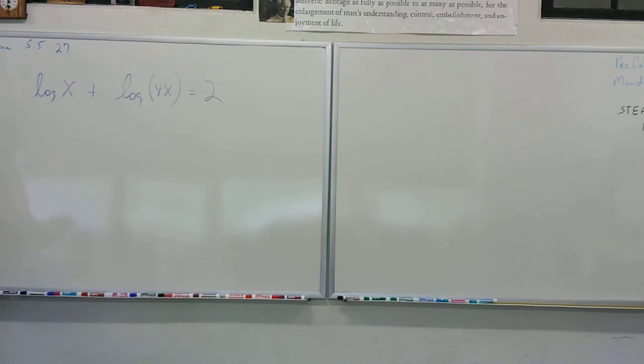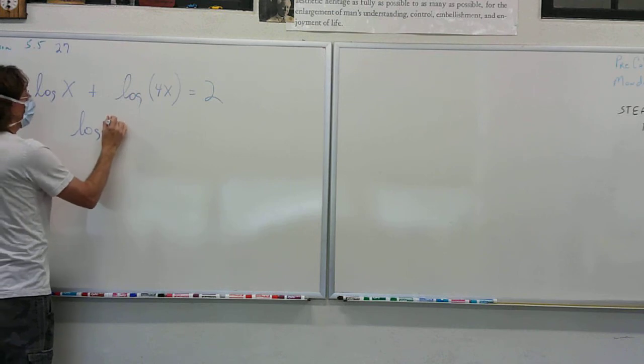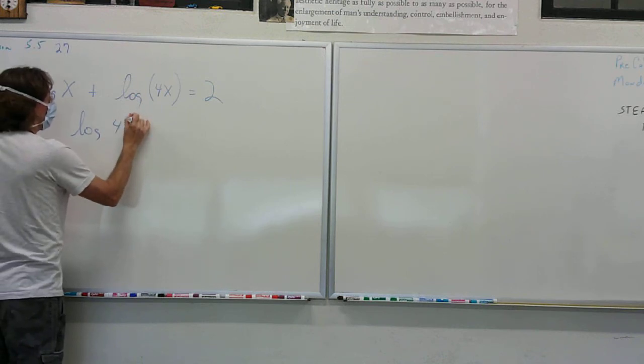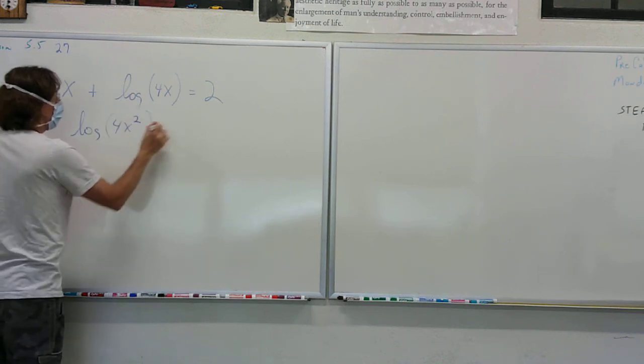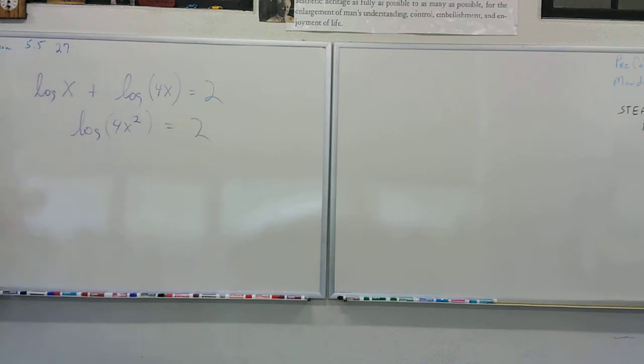So what you do is you use Rule 6 and rewrite this: log of 4x squared equals 2. I used Rule 6. I combined that as a product. Is that all right? How many of you have your rules written down? Because do you get to use your rule sheet on the test? No. It's your brain and the test.